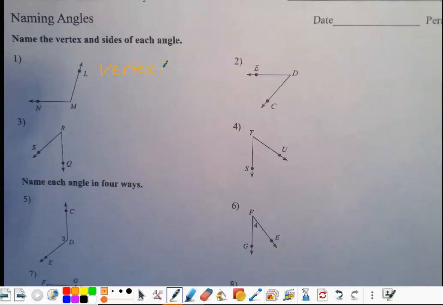So what is the vertex? Oh, you forgot what it is. Okay, so the vertex is the point where they meet. On your paper, you need to go ahead and write yours and then see if you get the same answer as Justice gets. Yep, the vertex and then the sides of the angle.